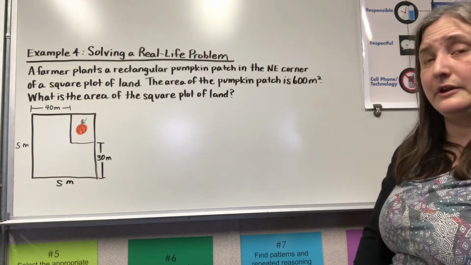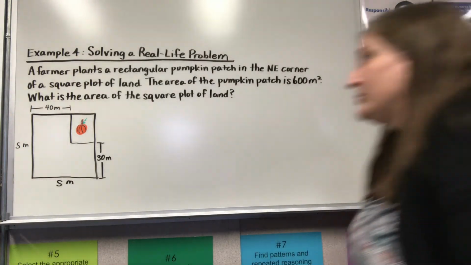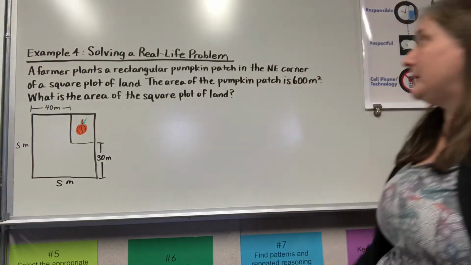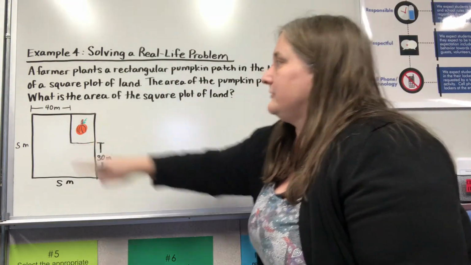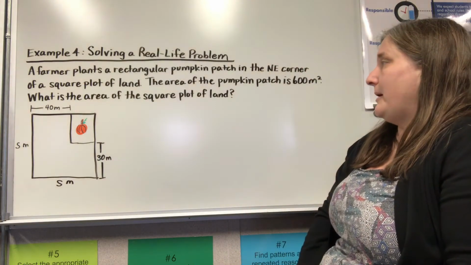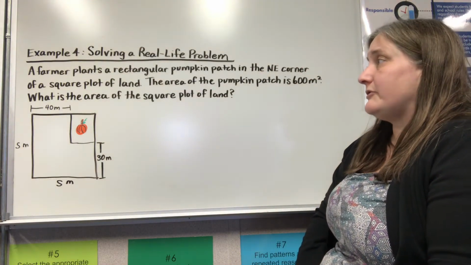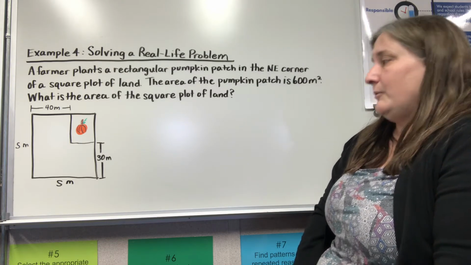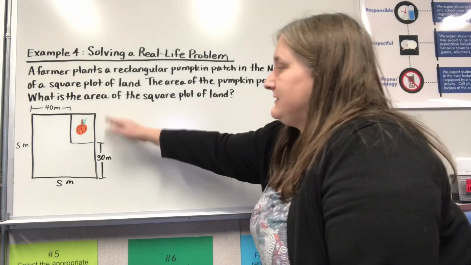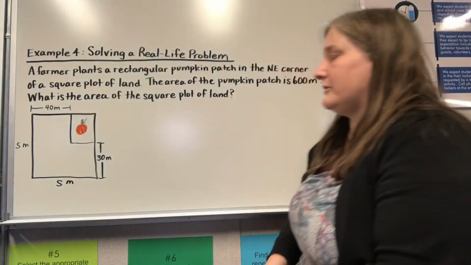So let's take a look at a real-life problem. Here we have a farmer who has planted a rectangular pumpkin patch in the northeast corner of his square plot of land. So up here is his pumpkin patch. The area of the pumpkin patch is 600 meters squared. What's the area of the entire plot of land? Well, I don't know the value of these sides. We're just calling them S meters.